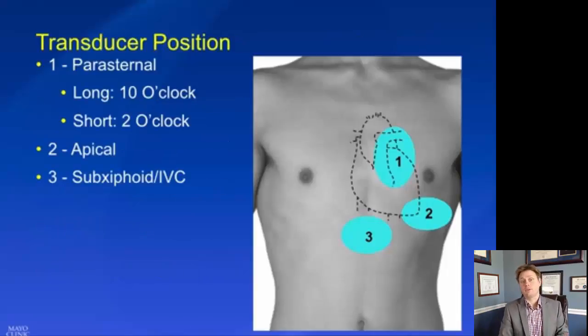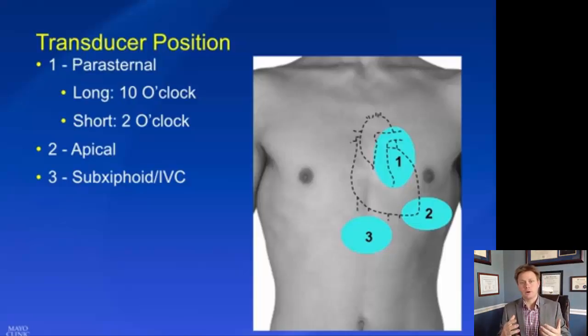So I like to start my examination with the parasternal axis view. This is going to be oriented with the long axis of the transducer beam aligned parallel to the long axis of the heart. So we're going to start to the left of the sternum, probably in about the 4th or 5th intercostal space, with the indicator pointed towards the 10 o'clock position or towards the patient's right shoulder.